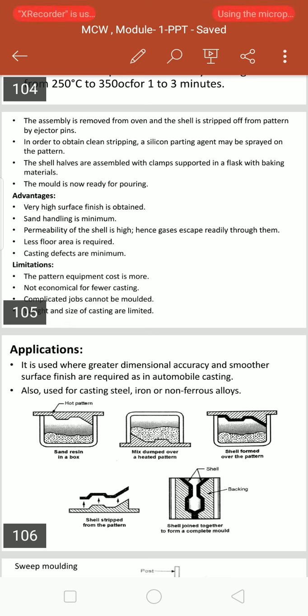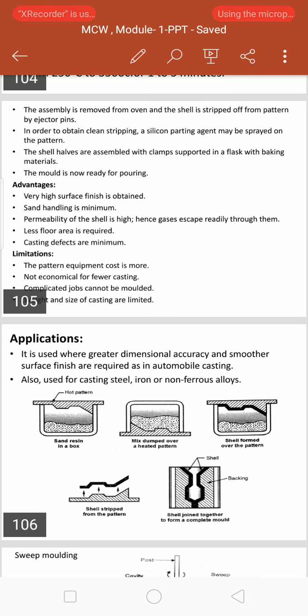Permeability of the shell is high, hence gases escape readily through them. Less floor area is required. Casting defects are very minimal. After cleaning, the casting is directly used without any machining. No chances of sand inclusion. All these are the advantages.